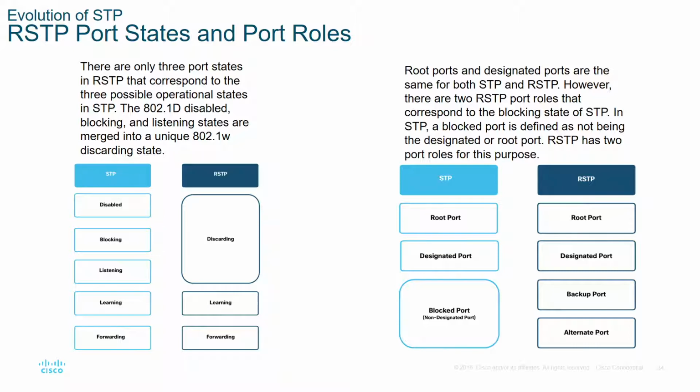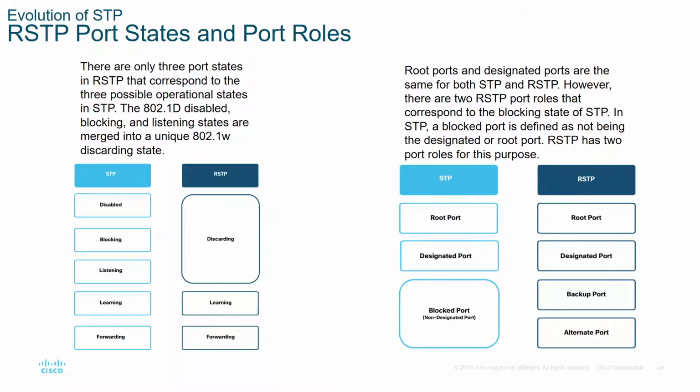So root ports and designated ports are the same for both spanning tree protocol and rapid spanning tree protocol. However, there are two rapid spanning tree protocol port roles that correspond to the blocking state of spanning tree protocol. In spanning tree protocol, a blocked port is defined as not being the designated or root port. Rapid spanning tree protocol has two port roles for that particular purpose. So we used to have this thing called the block port, the non-designated port, but now in rapid spanning tree protocol we talk about a backup port and the alternate port.